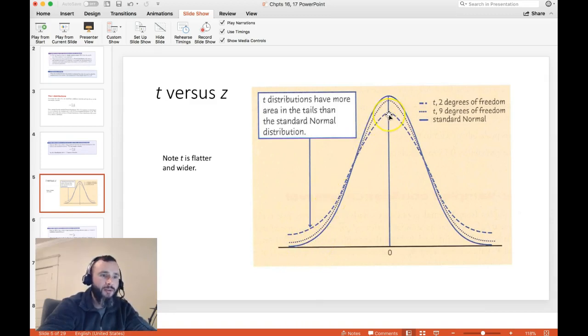And also, it's flatter. It does not get up as high as the standard normal curve does with 2 degrees of freedom. With 9 degrees of freedom, it's getting closer. Notice how it's approaching the normal curve the more data points that you get. In fact, when you approximate the t distribution with, say, 1,000 data points, something very large, it becomes the normal curve, because the number of data points is so high that the t distribution behaves exactly like a normal distribution would. So ultimately I want you to note that t is flatter and wider than the normal curve.